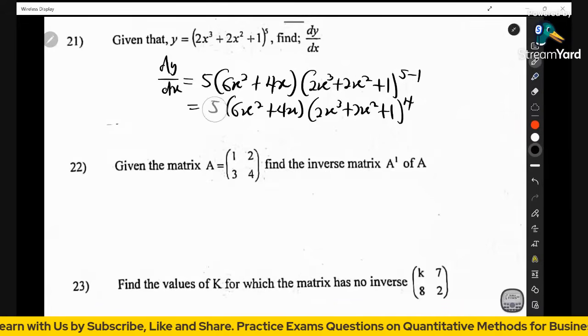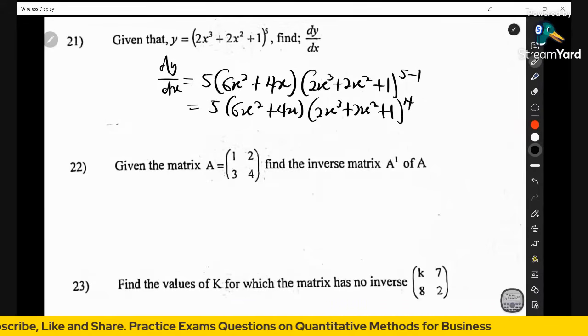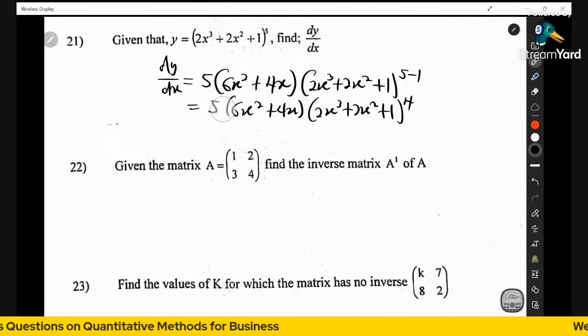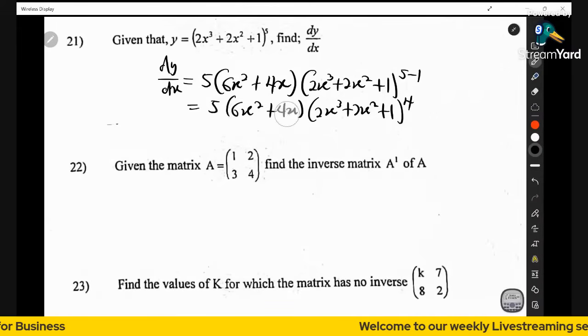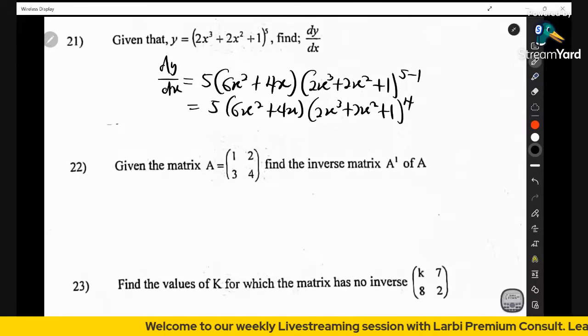Others might decide to multiply the 5 throughout this. It is not a crime. You still get the answer in that way. If it were to be an MCQ type, you might see this as possibly an option, or they might go further to multiply the whole of this 5 by 6x squared plus 4x, right? So let's take note of that.